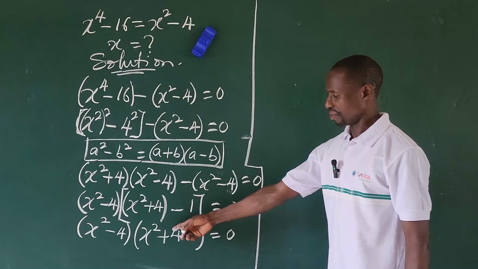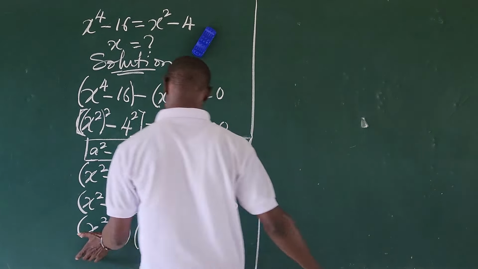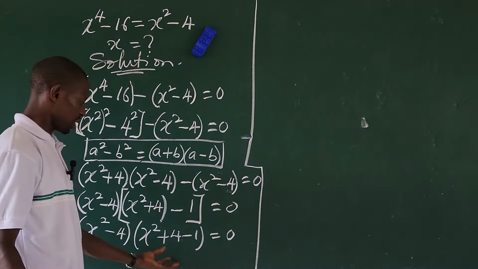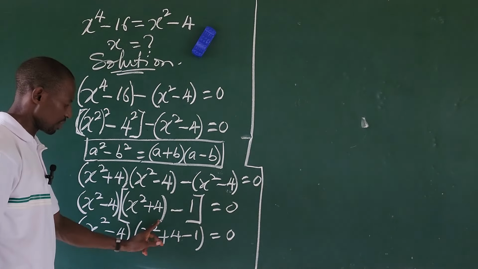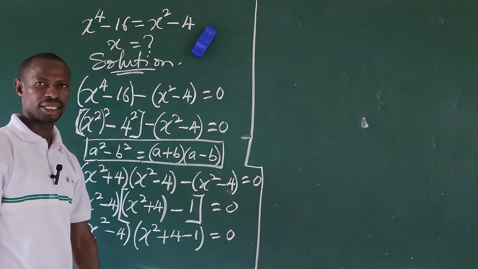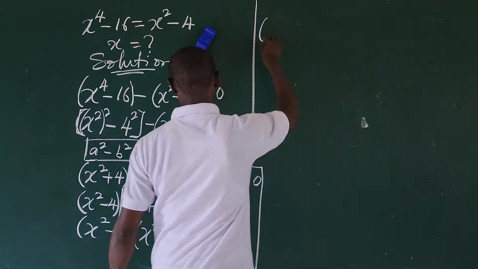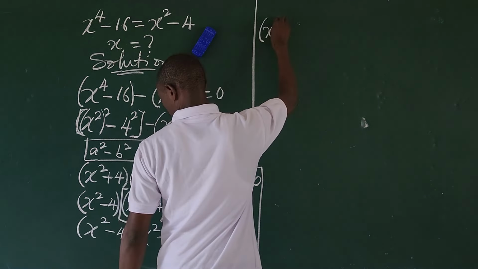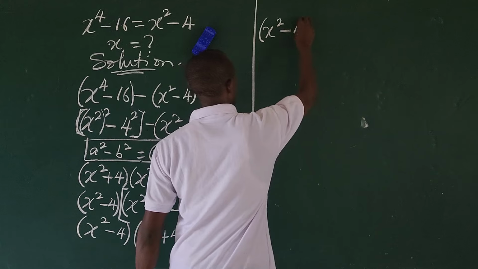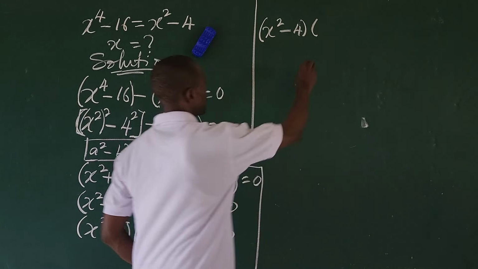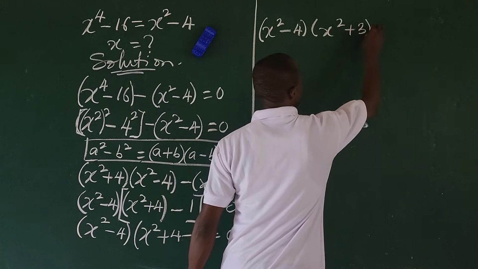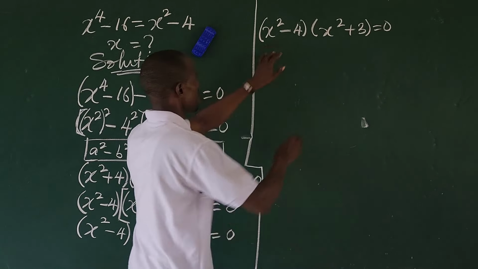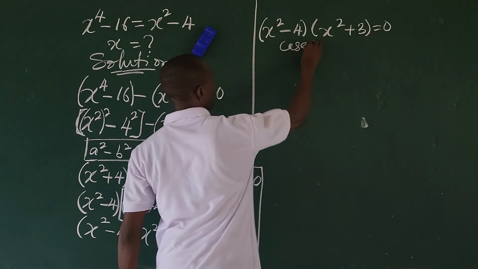Okay, from here we apply the zero product rule. So we equate this to 0, equate this to 0. Before then we can carry out our simplification. This will give us x to the power of 2 plus 3, right? So again, let's just completely factorize this. So we have here x squared minus 4, close bracket, bracket, x to the power of 2 plus 3 equal to 0. Okay, so we're taking case 1. So we have our case 1.